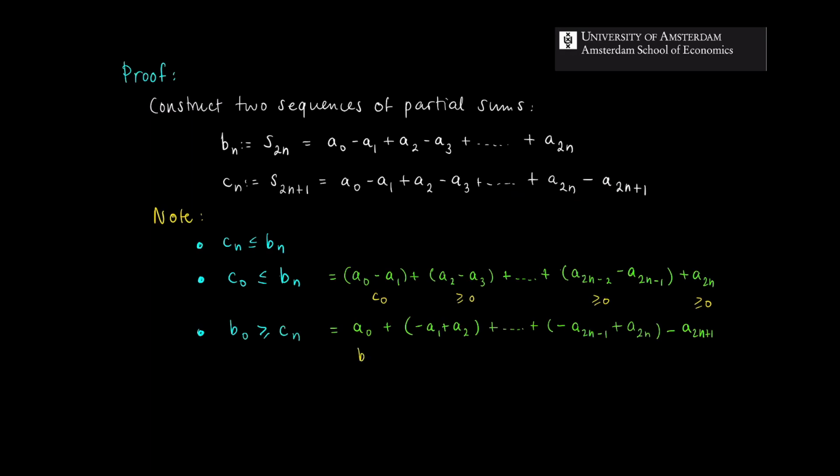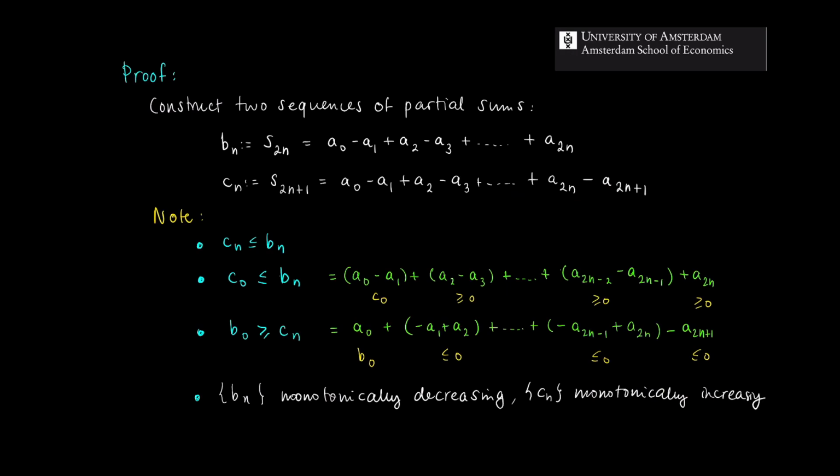And we see that a0 is B0, and minus a1 plus a2 is, of course, smaller or equal than 0, since a_n is a monotonically decreasing sequence. So all its terms are smaller or equal than 0, which means that Cn is always smaller than B0. It's not very hard to conclude that Bn is a monotonically decreasing sequence, and that Cn is a monotonically increasing sequence.